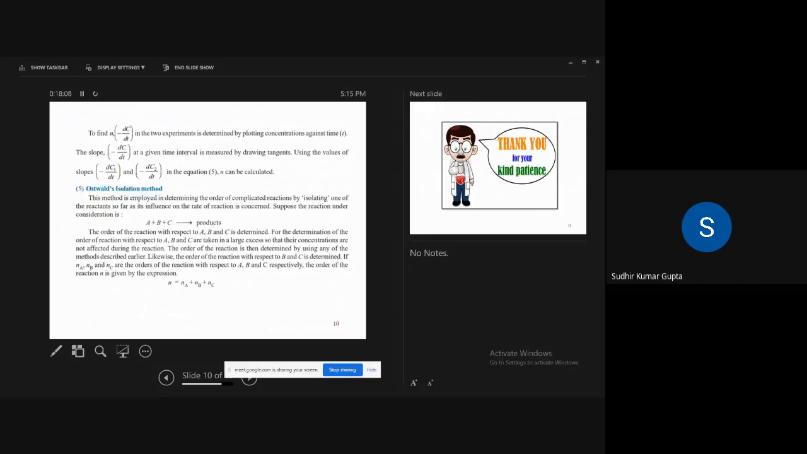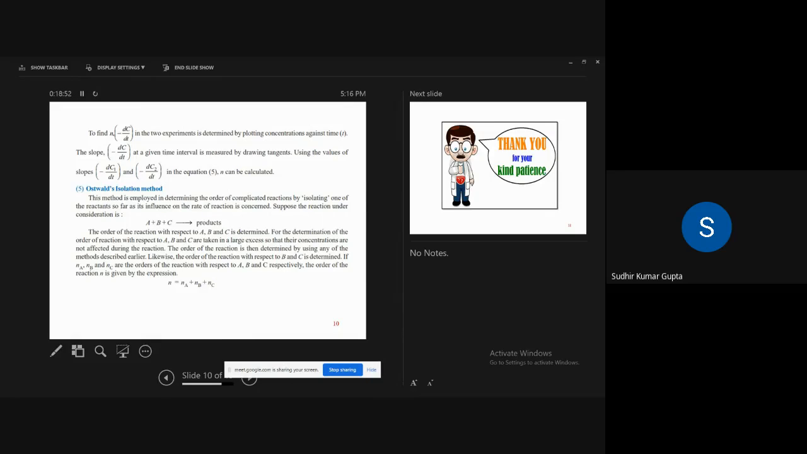If we have three reactants A, B and C, the rate of reaction will depend upon the concentrations of A, B and C. If we take B and C in large excess, then it will depend only upon the concentration of A. If we take C and A in large excess, then the rate will depend upon the concentration of B. So we will get the order of reaction with respect to A, B and C selectively by taking the other two reactants in large excess concentration.